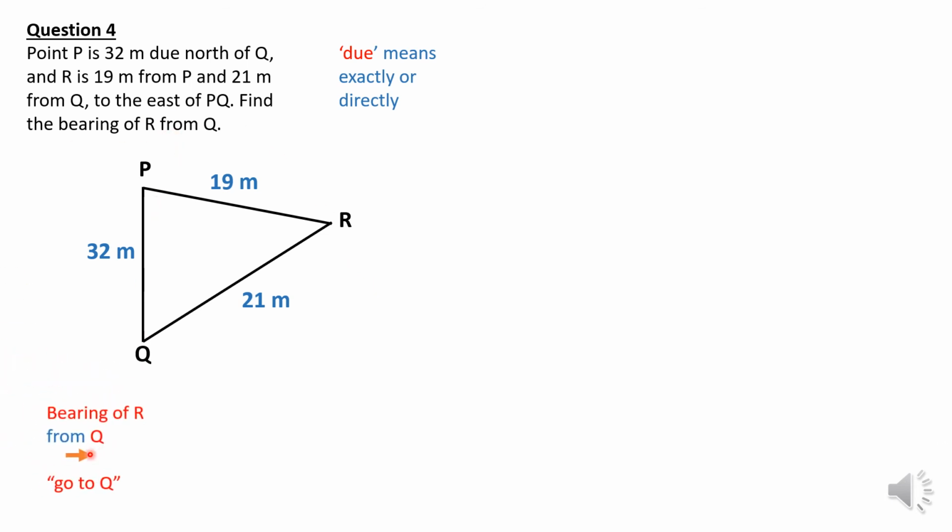So that means after the word from, you go to Q. The bearing means we're looking for this angle, and once we have this angle here, we're going to write it as a 3-figure bearing. If it is a 2-figure number, then we have to put a 0 in front of it, but we'll get to that part of the answer. So this is the particular angle we're looking for.